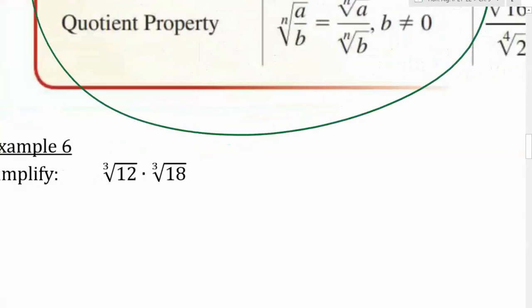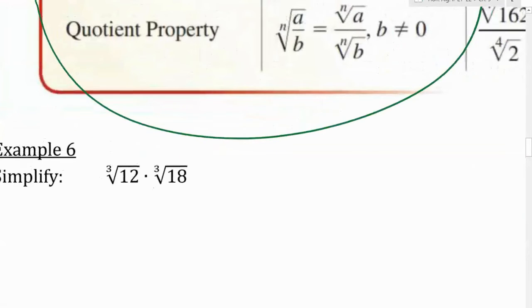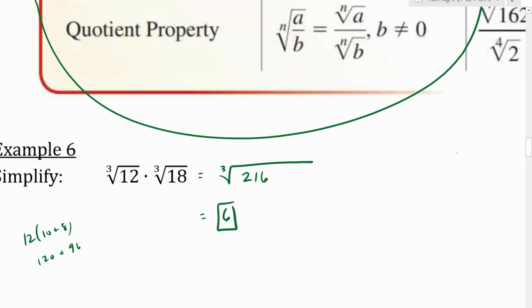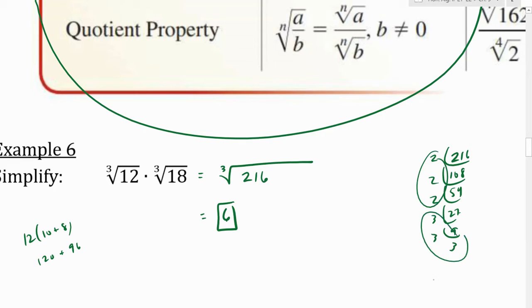So an example of that would be, okay, cube root of 12 times cube root of 18. That's the cube root of, what is 12 times 18? 120 plus 96, was that 216? And then if you just know it, I actually happen to know that the cube root of 216 is 6. If you don't know it, then you can come over here to the side. What do you have 3 of? Because it's a cube root. So you pull those out, and there's the 6.